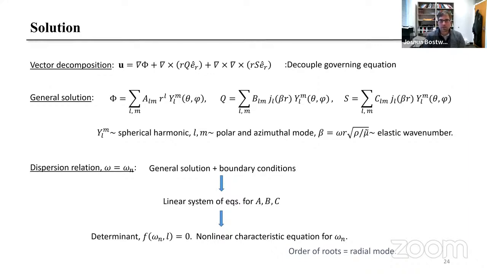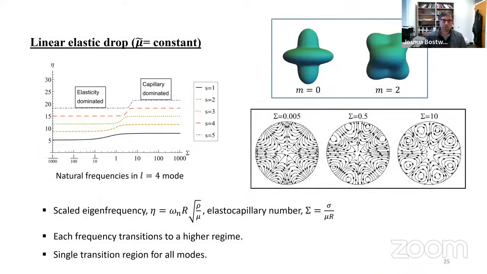We take these solutions and apply them to the boundary conditions, which gives us a linear system of equations for the unknown constants a, b, and c. Basically, the solvability condition for this linear system of equations gives us the nonlinear characteristic equation for the roots. This basically gives us the natural frequencies for the system. And here's some of the results.